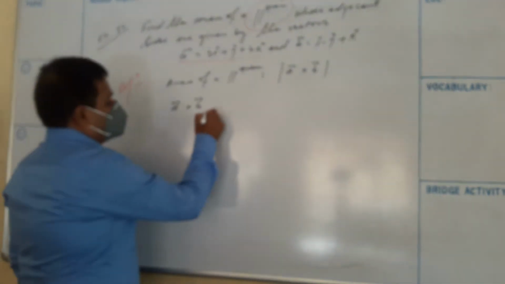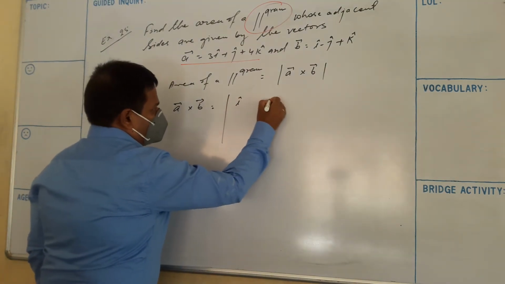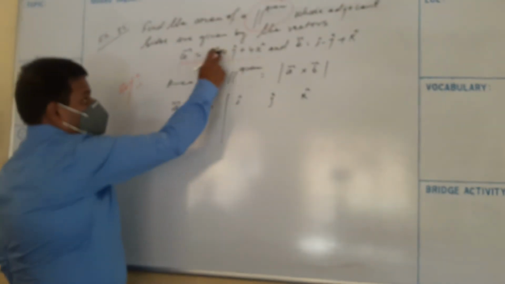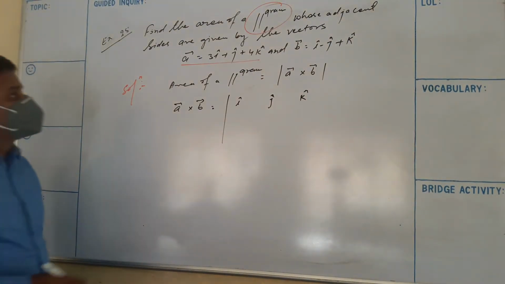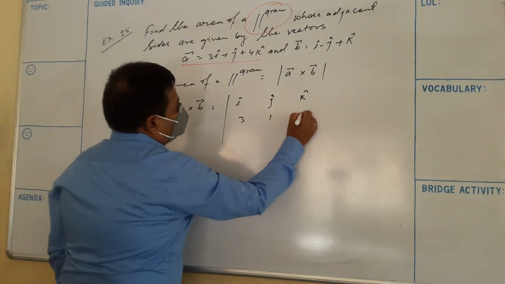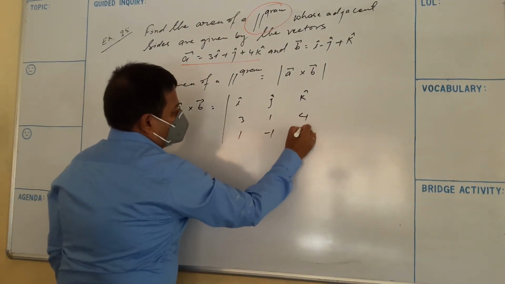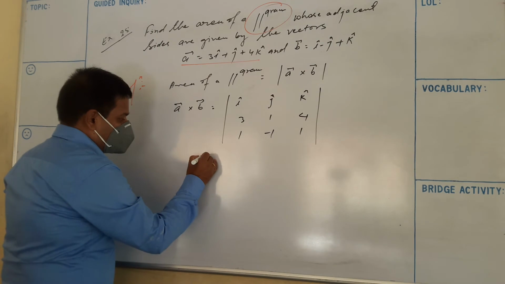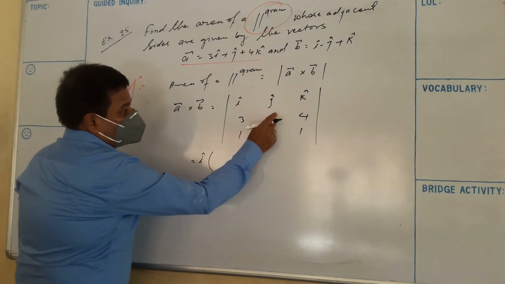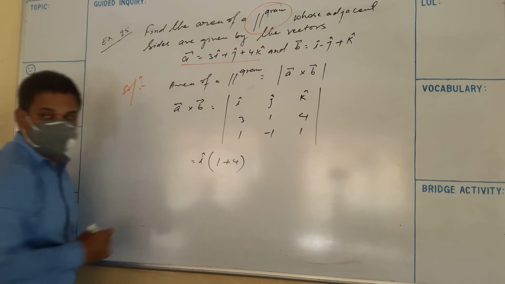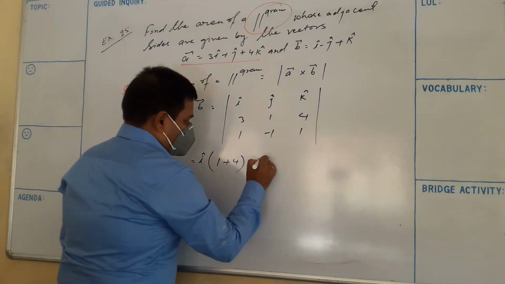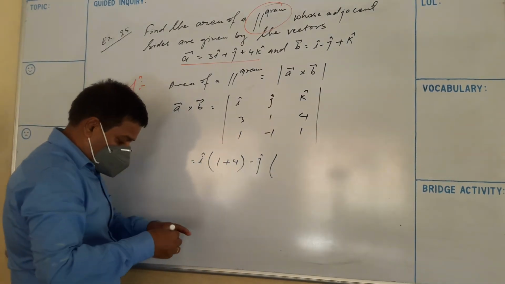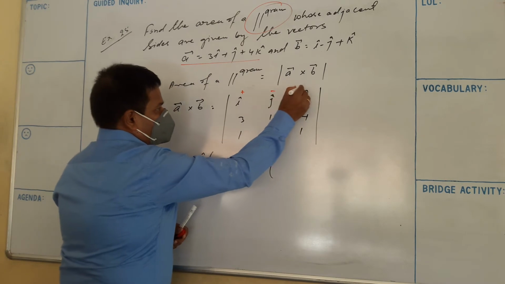Clear? So here in determinant form write down i, j and k. Then what is the component? Scalar component? 3, 1, 4. 1, minus 1, 1. Okay? Now write down here unit vector i, 1 plus 4. Minus j. Clear? This is plus, minus, plus in the determinant.